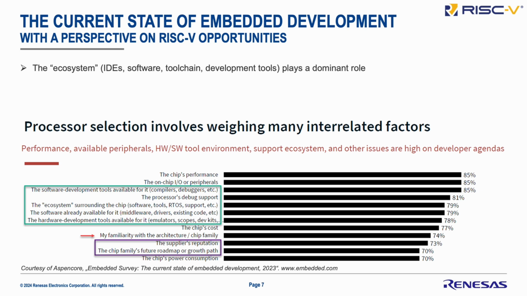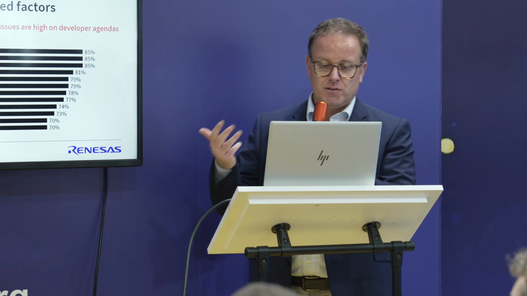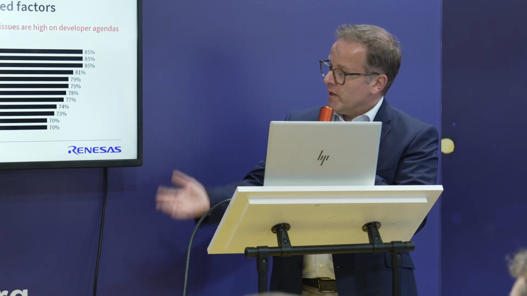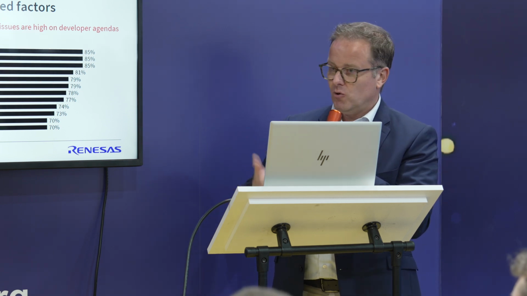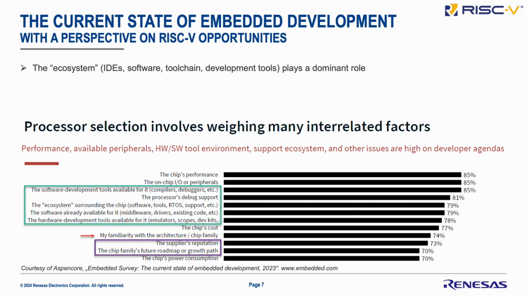So either you're concerned about the availability of compilers, debuggers, or the support for debug by the processor itself, or the ecosystem in terms of RTOS, tools, and support by the manufacturer. Then, looking at the past, the software that is already available for it, so existing code, drivers, middleware, and the hardware tools. So not only emulators and scopes, but also development kits.